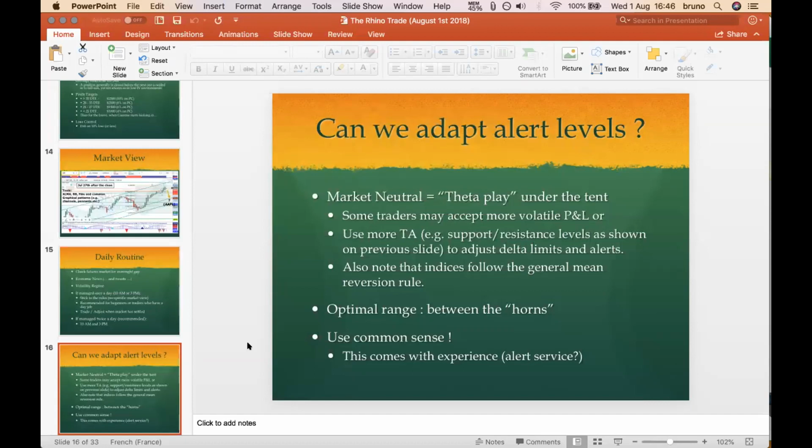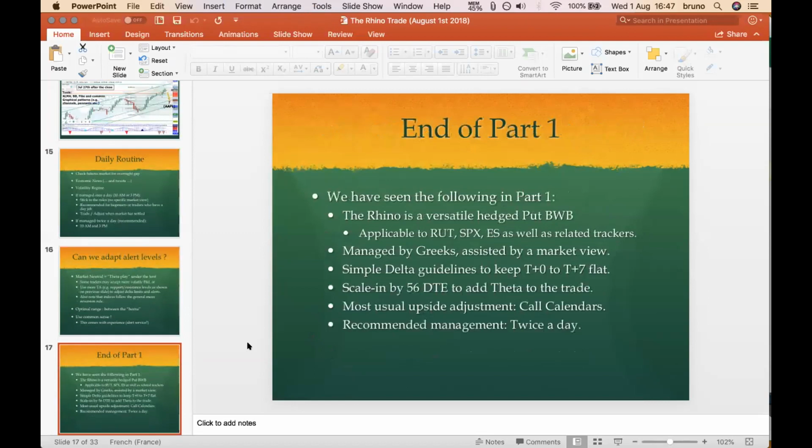Nothing really new here. The optimal range for the strategy is in between the horns. That's where you're going to have the more theta, so you can relax the alert levels a little bit more, but be more careful outside the tent. Actually in the strategy itself, we reduce the delta alert outside the tent. So I think that's the end of part one.